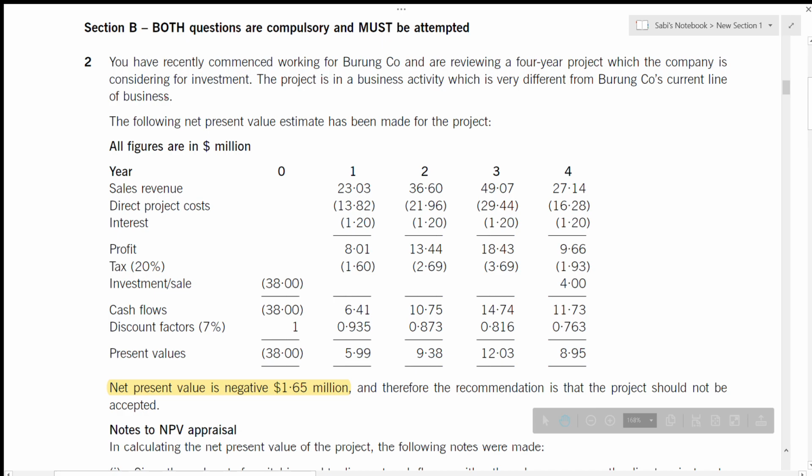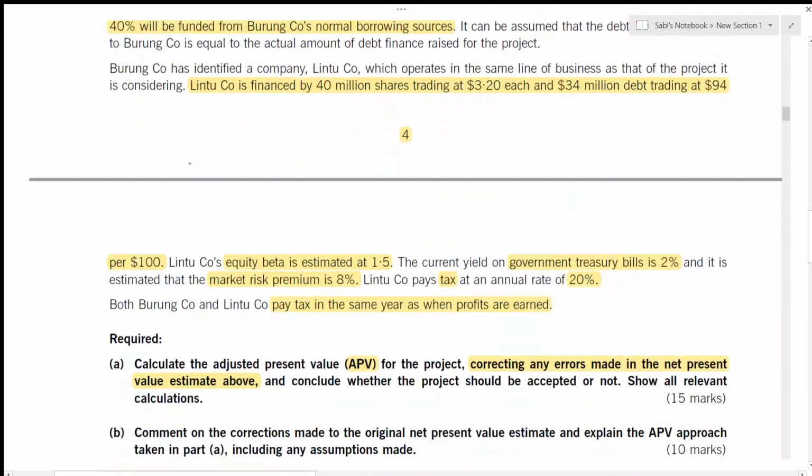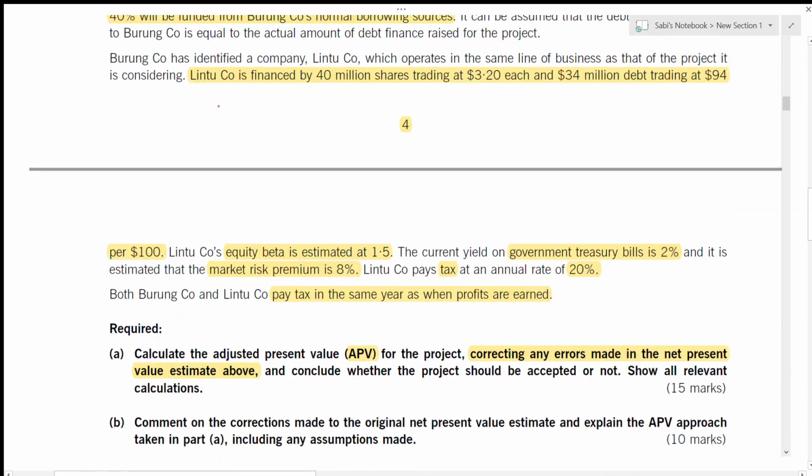Okay. So question 2, which comes in section B, questions 2 and 3. There are two questions which come in section B in AFM. And question 2 we are going to attempt now, and it's worth 25 marks. So before reading the case study, I always recommend read your requirements. So let's go to the requirements. So these two are the requirements.